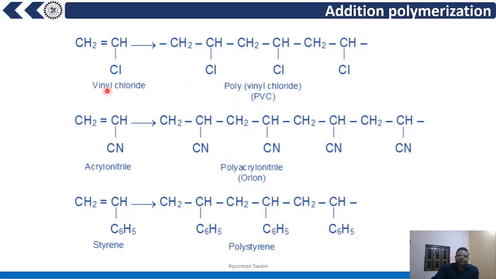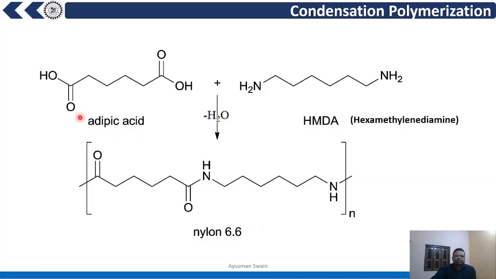The examples you see: addition polymerization, vinyl chloride is the monomer and this is the repeating unit. Acrylonitrile is the monomer, then polyacrylonitrile. These are the repeating units. Styrene to polystyrene. In condensation polymers, this is the reaction between adipic acid and hexamethylene diamine. You see in this reaction, because of condensation, one water molecule is released. Now you are getting a compound known as nylon 6,6. So nylon 6,6 is the polymer of both adipic acid as well as hexamethylene diamine.